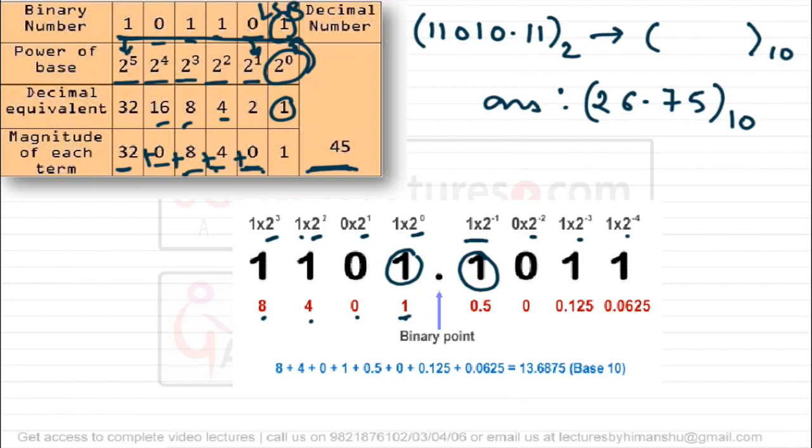Similarly, the weights of the fractional bits are going to be 2 power minus 1, 2 power minus 2, 2 power minus 3, 2 power minus 4. And we multiply them respectively with 1, 0, 1, 1. What are you going to get? 1 into 0.5 is 0.5. 0. 2 power minus 3 is 1 by 8, which is 0.125. 2 power minus 4 is 1 by 16, which is 0.0625. So these are the numbers that you get on multiplying the digits with the respective weights. Now you add all these: 8 plus 4 plus 0 plus 1 and so on. What are you getting? 13.6875. So this is how you have converted this binary number into decimal.